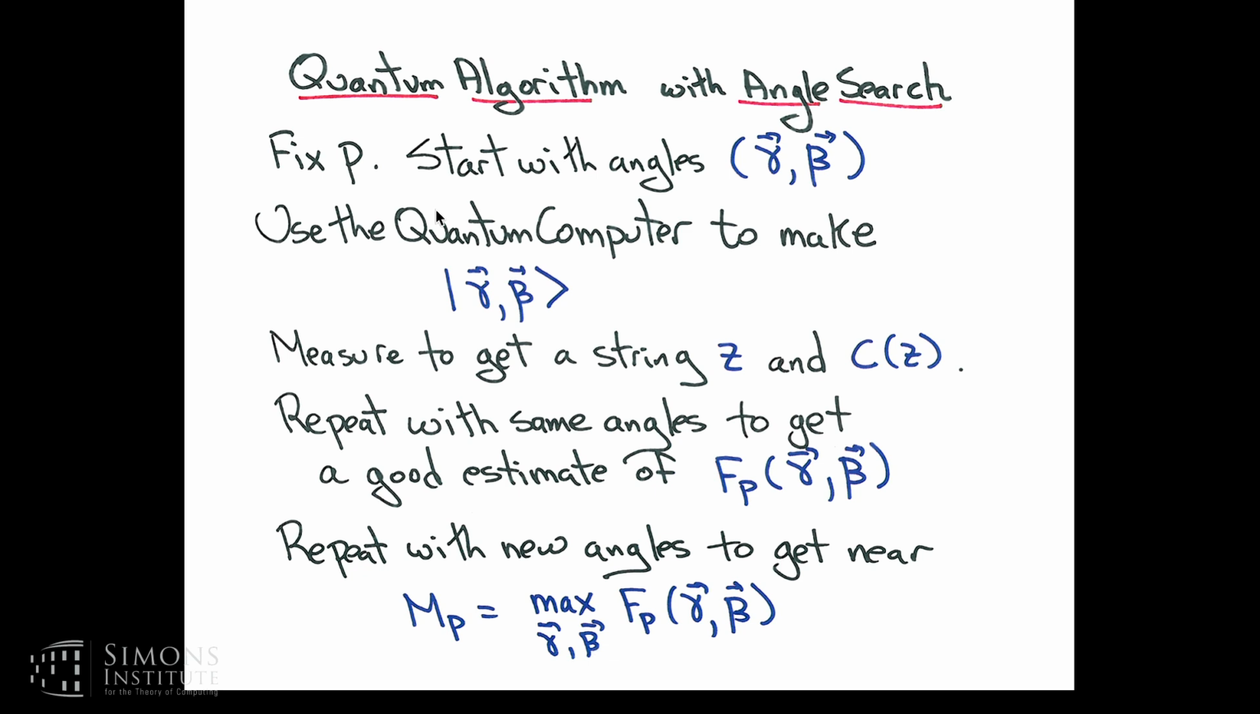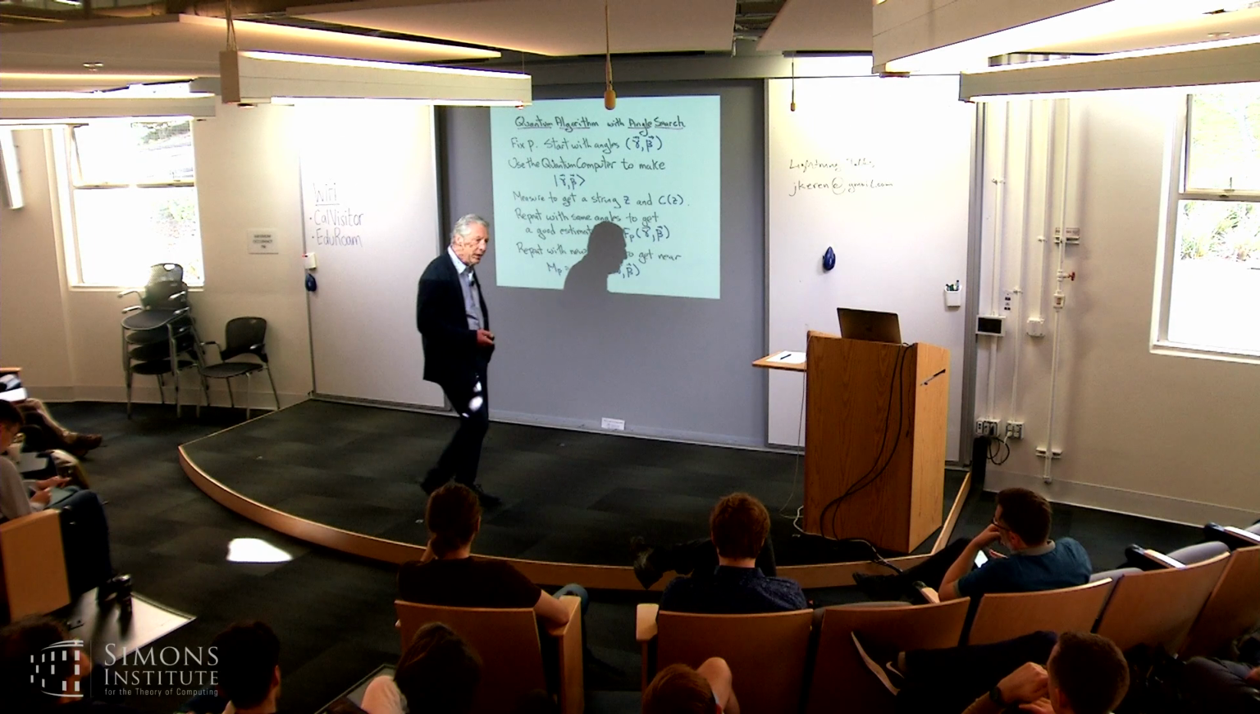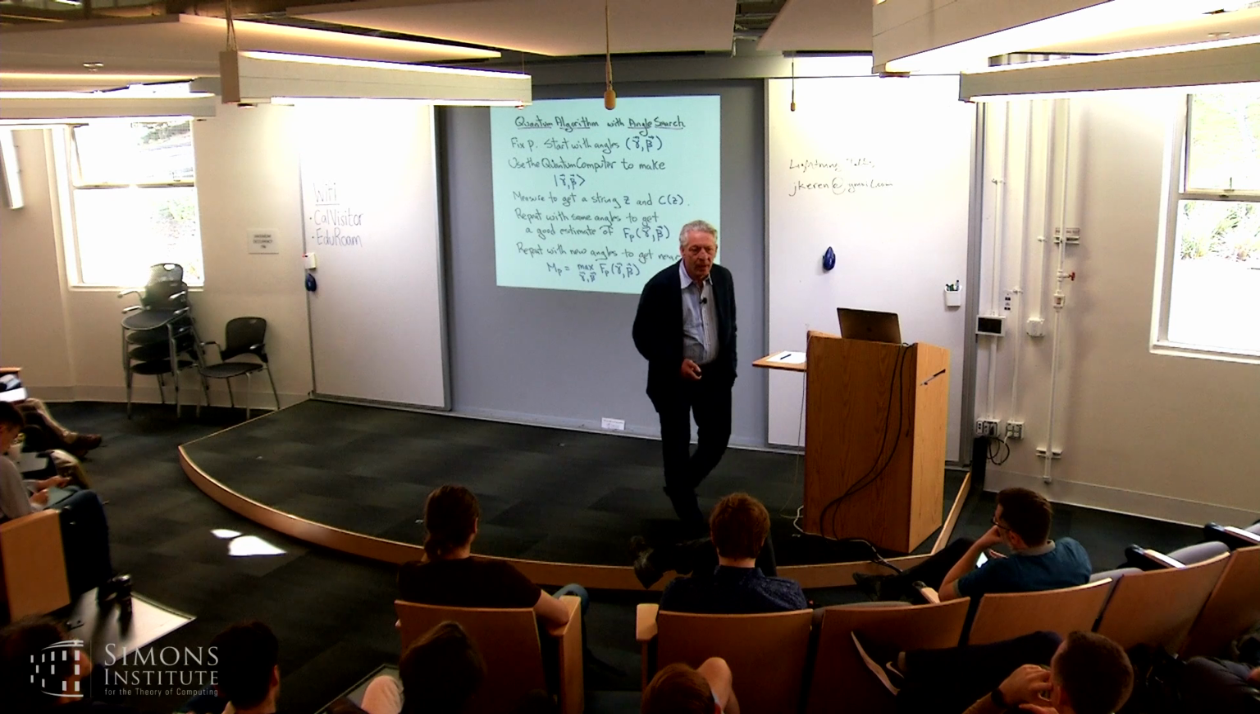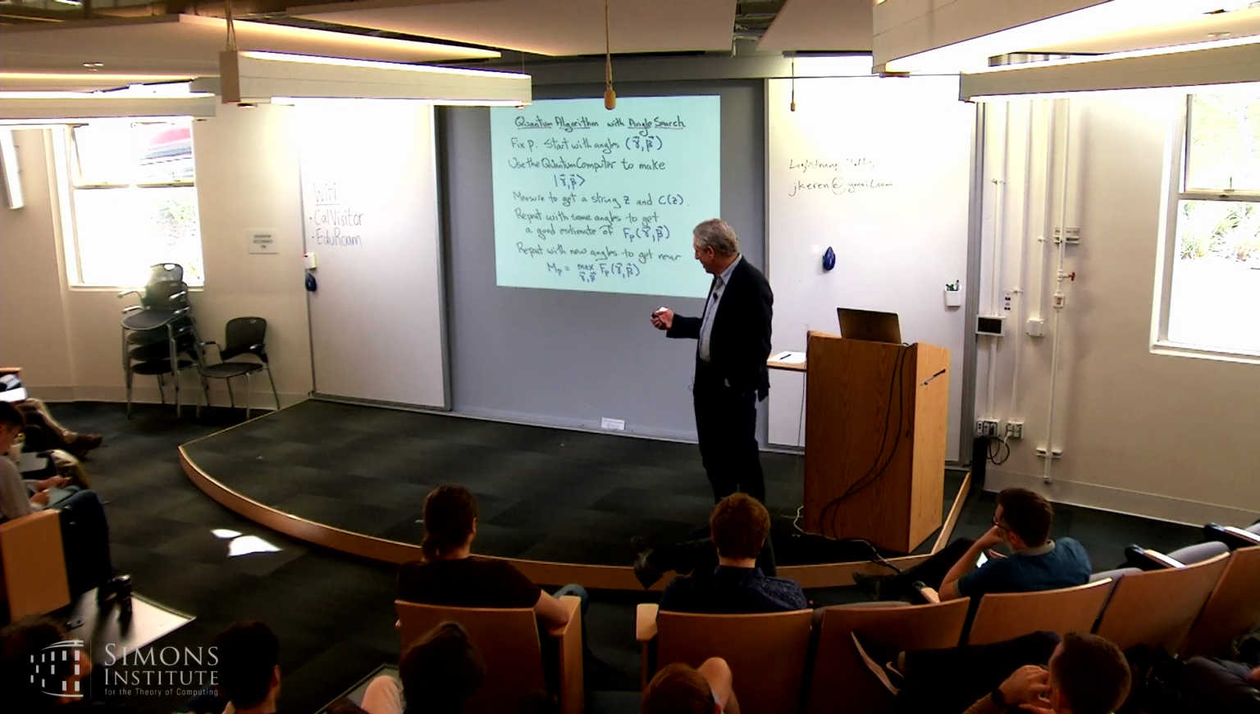Now, the quantum algorithm with angle search: one of the ways you might approach this is to start with fixed angles, gamma and beta, use the quantum computer to make the state, measure to get a string z, and compute C of z, repeat with the same angles to get a good estimate of the previous object, and then repeat with new angles to try to go uphill. That's what people talk about when they talk about variational quantum algorithms, where you use the quantum computer to make calls to a function, but you have some kind of outer loop that you use to go up. And so we might imagine running the QAOA in this mode, or we might not. Depends on what we want to do.